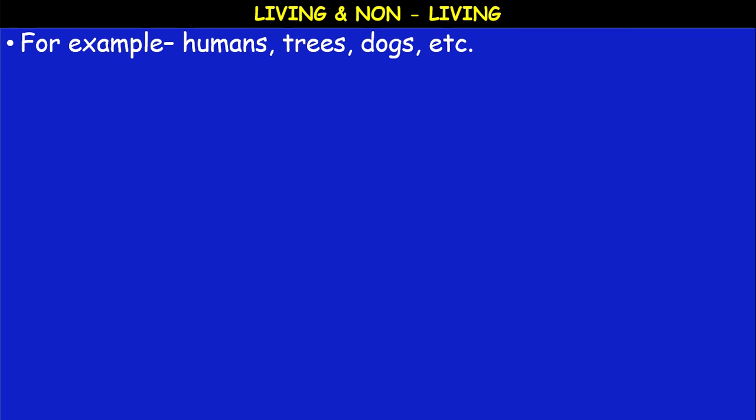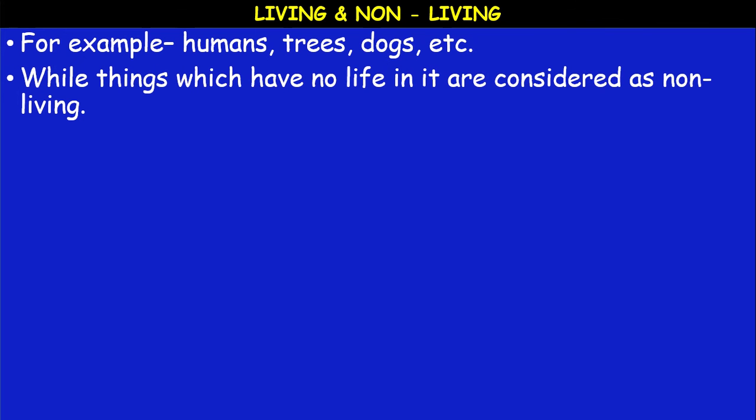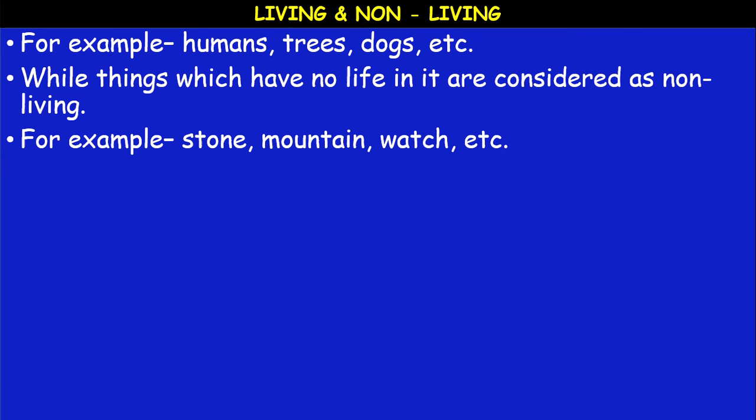For example, humans, trees, dogs, etc. So, there are many living beings. We have taken three examples here: humans, trees, dogs. While the things which have no life in them are considered non-living. If you take a normal puppy and a toy, the toy is non-living, but the puppy is moving, it's living, isn't it? For example, stone, mountain, watch, these are non-living.